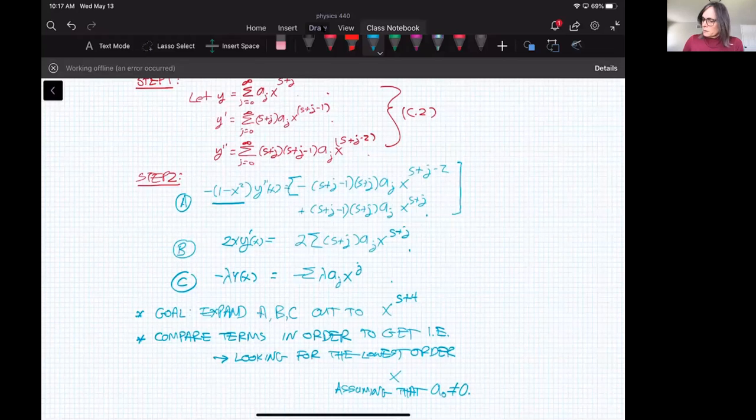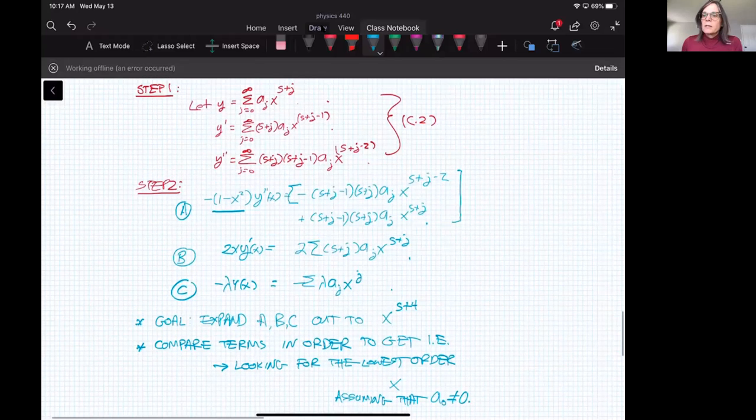Yeah, so C.2 is always going to be true for any Frobenius problem, right? We'll call this C.3, this collection of equations. Those are specific to this particular problem because we have different things multiplying y prime, y double prime, and y. Okay?